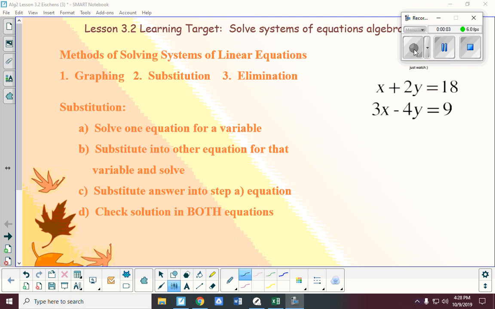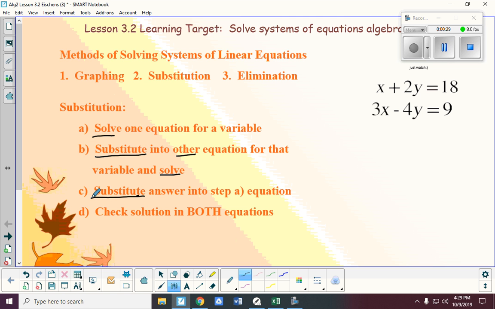In this lesson, we're going to be talking about using substitution to solve systems of linear equations. The steps in doing that are: we solve one equation for a variable, and then we substitute that into the other equation, and we solve for that variable. Then once we find the variable, we substitute back into one of the originals to solve for the other variable. Now let me show you how that works.